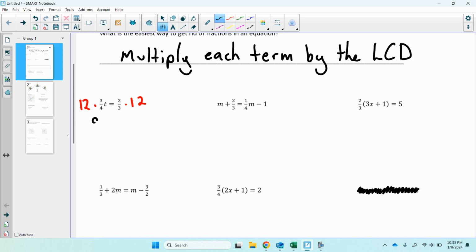This gives me 9t is equal to 8. Once I have the fractions cleared, then we solve just like normal. I need to divide both sides by 9. So we get that t equals 8 over 9.